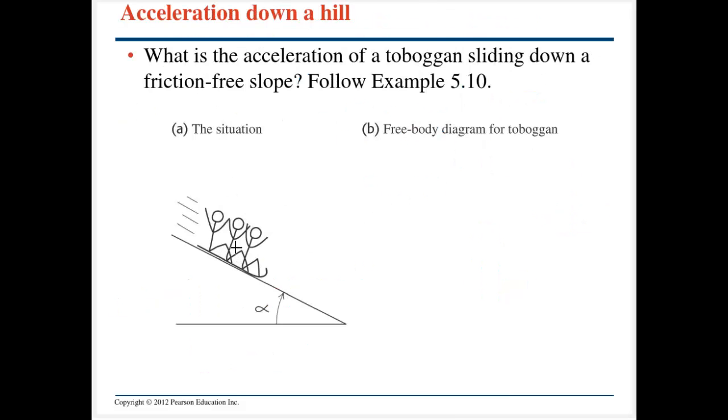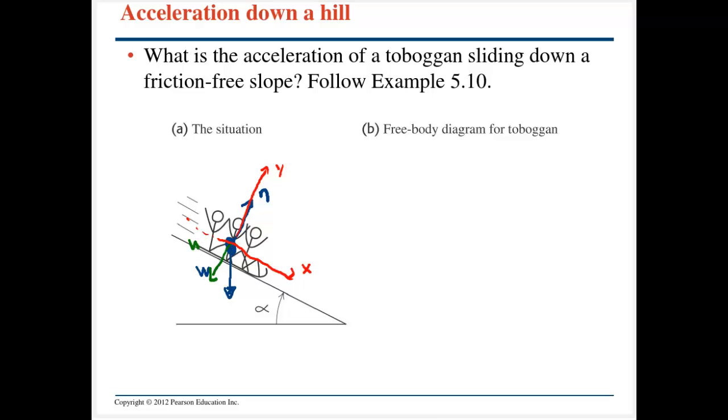So if we want to look at the acceleration down a hill of a toboggan, and we want to draw the free body diagram for the people in the toboggan, we have their weight in the downwards direction, and then in the upwards direction all we have is the normal force. So in this case it's convenient to choose our x-axis to be in that direction and our y-axis to be in that direction. And then we can break the weight up into its components in the x and y directions.